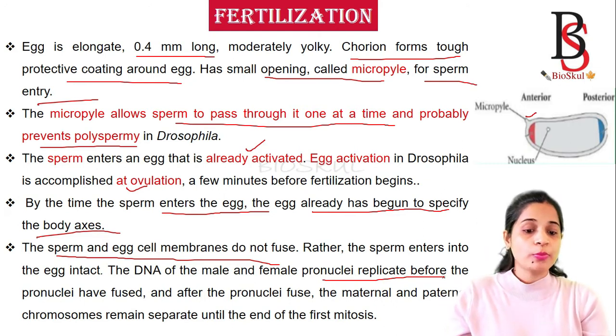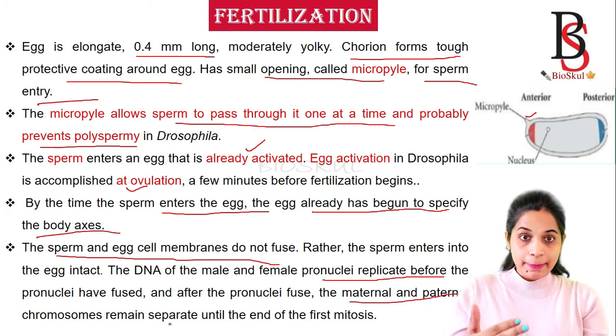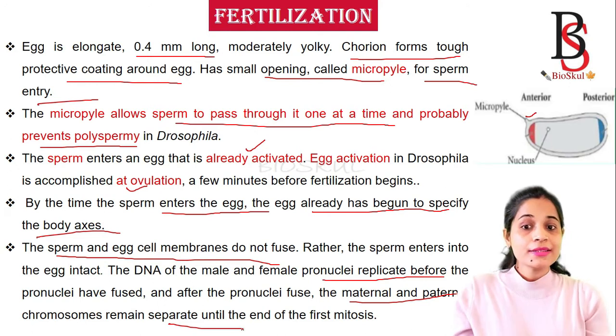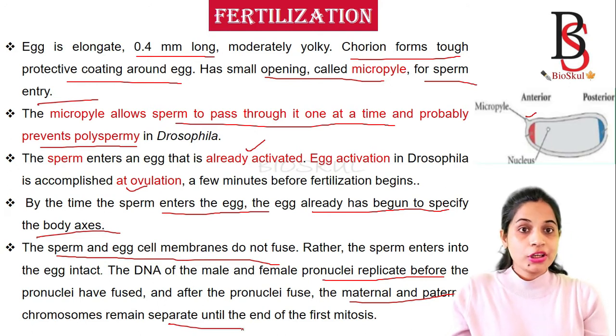After the fusion of the pronuclei, the maternal and paternal chromosomes remain separate until the end of first mitosis. This is all about fertilization in Drosophila. Now we'll see the cleavage.